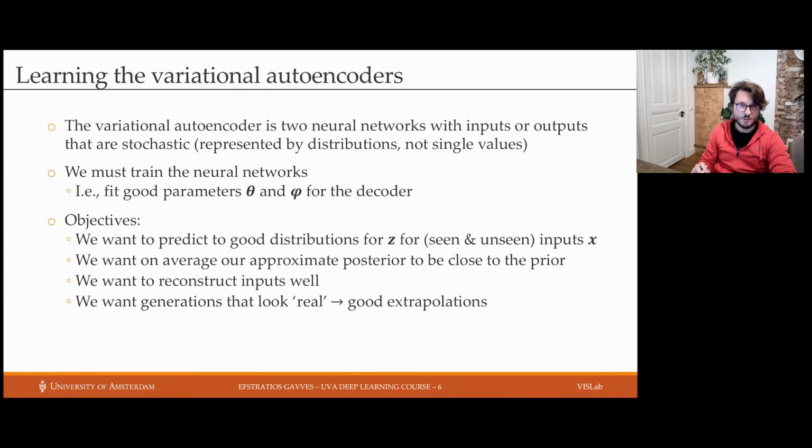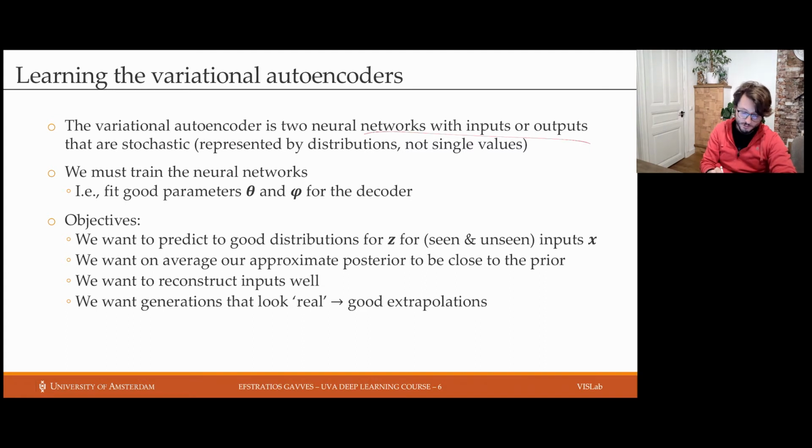Of course, variational autoencoders are neural networks, and therefore we have to optimize them. We have to learn good parameters. For the encoder, good parameters mean that the approximate posterior tries to be as close as possible to the true posterior. And for the decoder, the parameters push the generative model to generate data that produce high likelihoods. Since the two neural networks have inputs and outputs that are stochastic, some of the parameters for my approximate posterior and my generative model will correspond to parameters of a distribution, not parameters of a neural network.